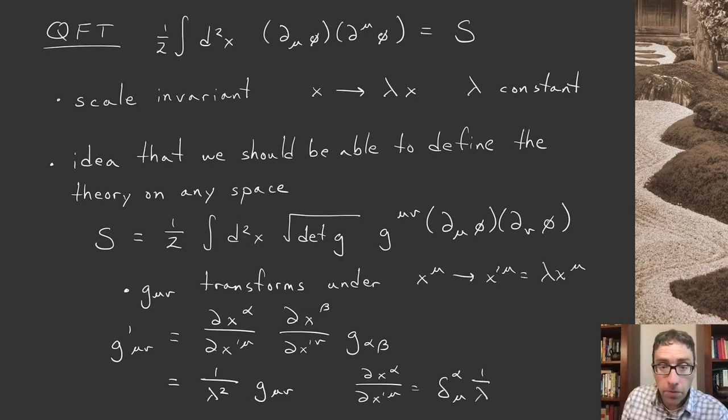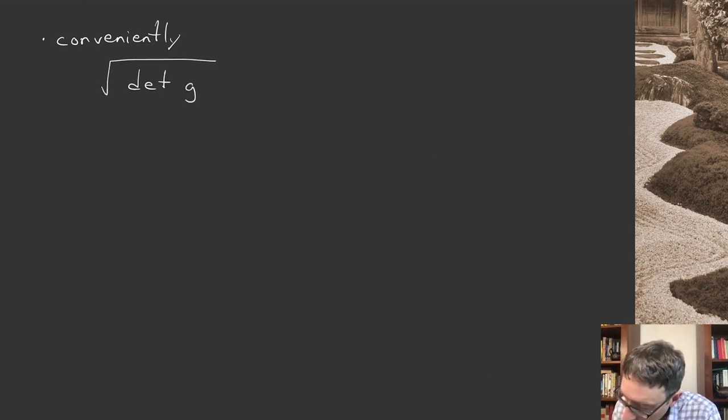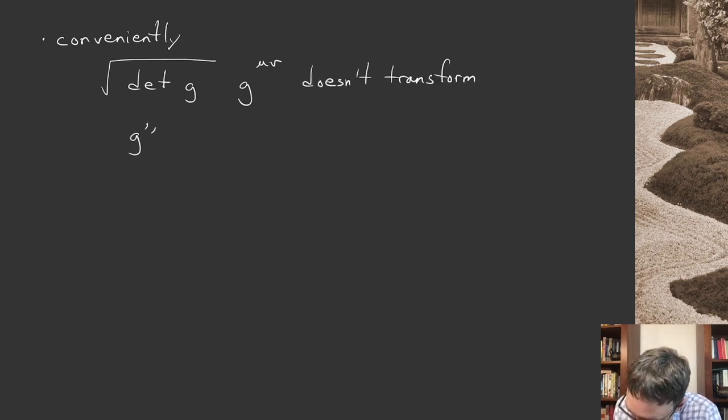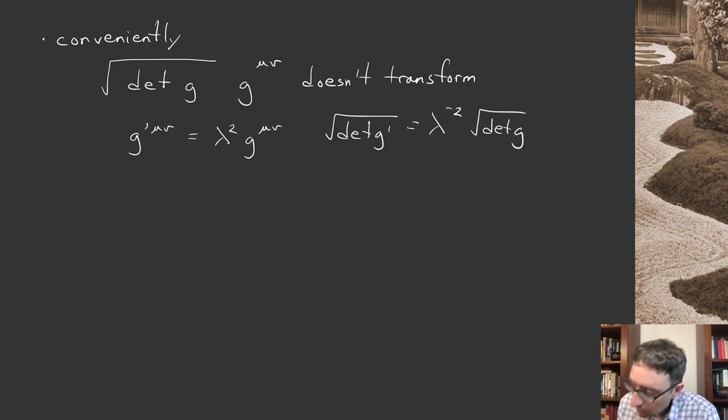So the metric transforms now. I've added all these metric factors, so I should be careful that I still have this scaling symmetry. Let's see what happens. Conveniently, the determinant of the metric has two factors of that λ, because it's a two-dimensional metric. And the inverse metric transforms in the opposite way, as λ² instead of 1/λ². So this combination doesn't transform. Because g' upper μν is λ² g upper μν, and det g' is λ^(-2) det g. And so the factors of λ cancel out.